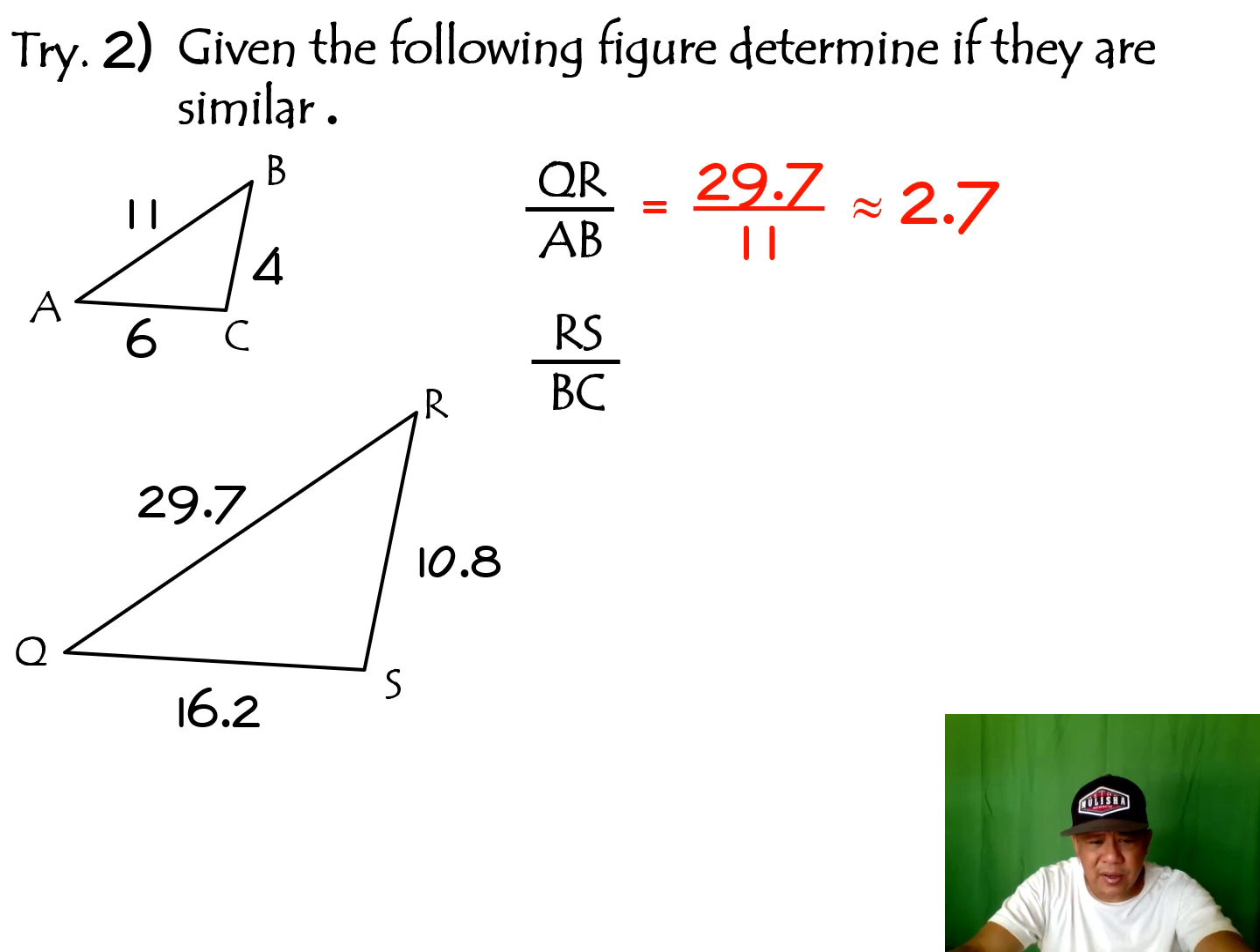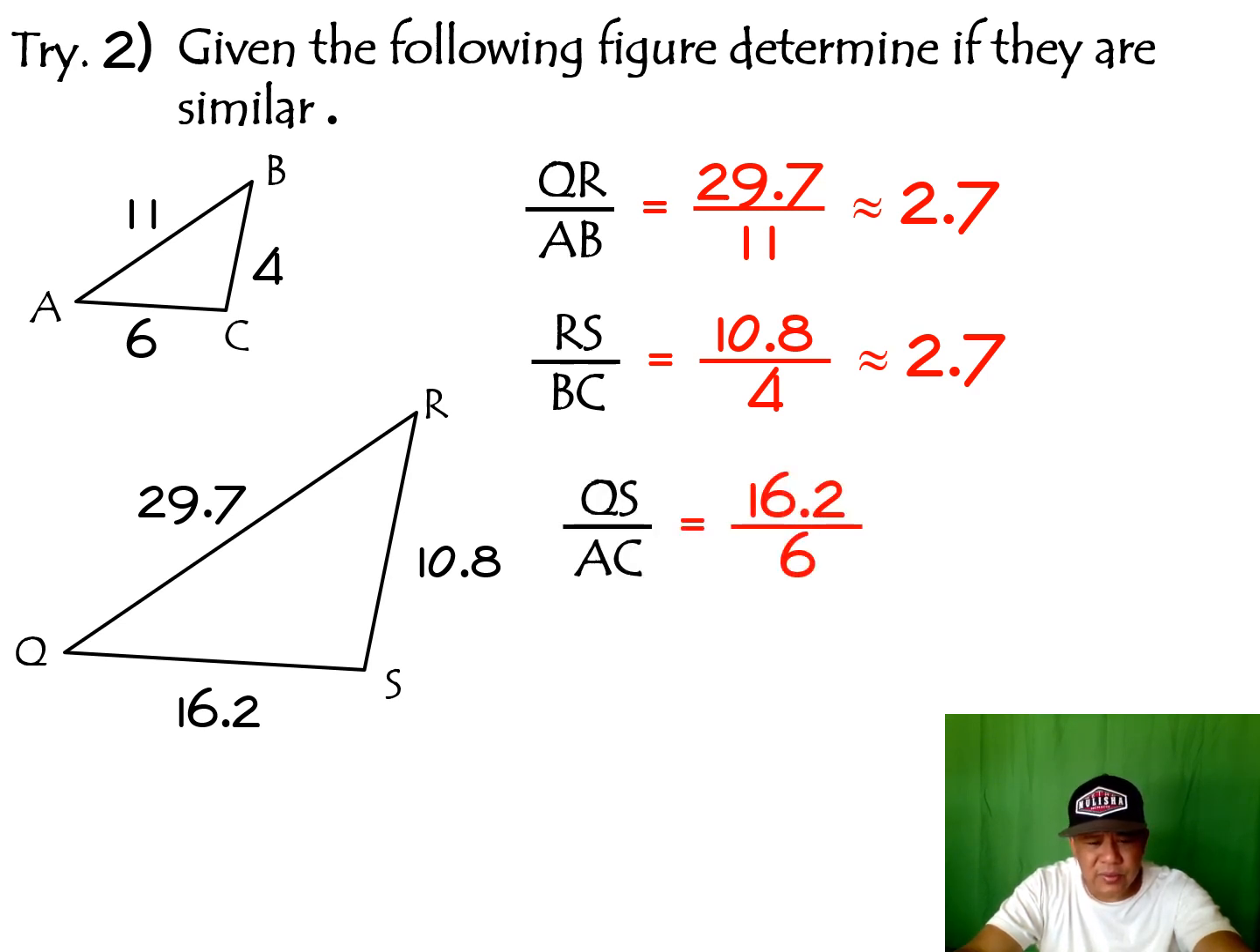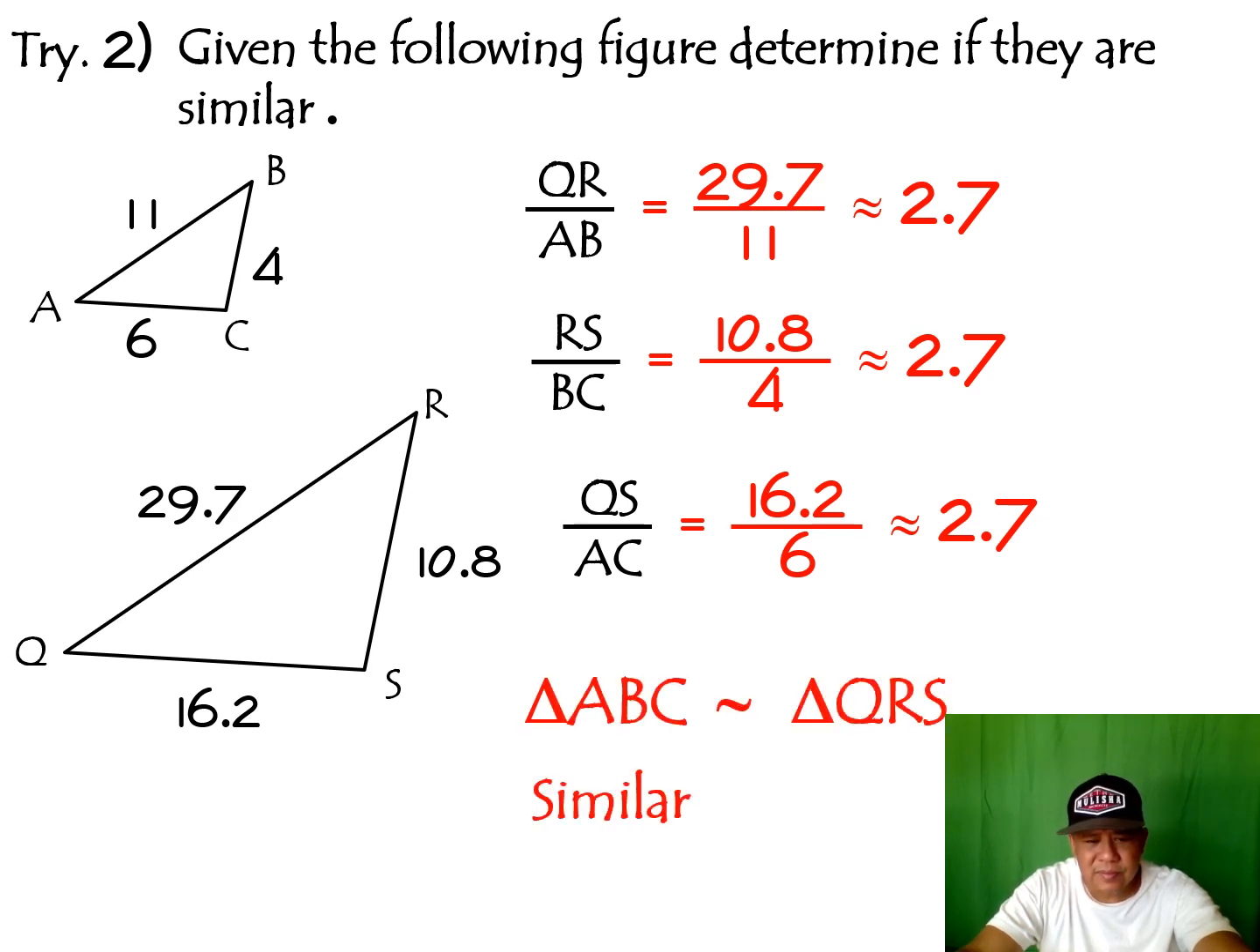Now let's compare RS, which is the right side, RS to BC. That's going to be 10.8 to 4. Divide 10.8 by 4 and you get 2.7. So far, so good. Now let's take a look at the last side, the bottom side of the triangle, which is QS to AC. 16.2 to 6 comes out to 2.7. So because all the sides are proportional, we can say the two triangles are similar. And there you go.